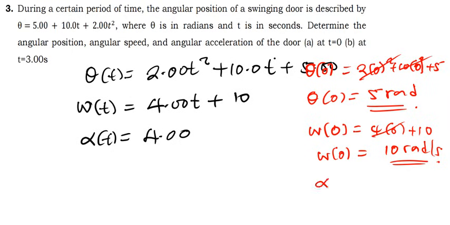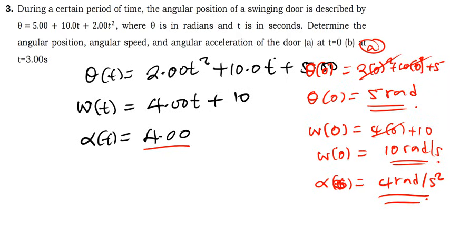So alpha at time t, now t is 0. There is nowhere I'm going to put t here, so that becomes just 4 rad per second squared. Now the same formulas, I need now to replace for part B. This is A. We have solved A. Part B, when t is equal to 3.